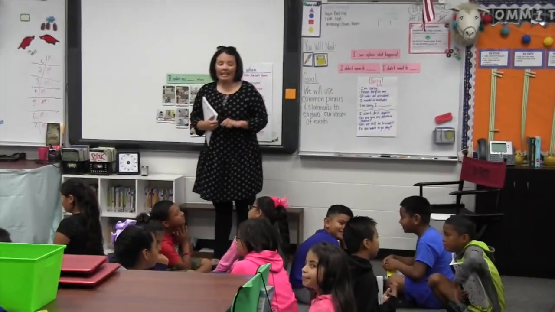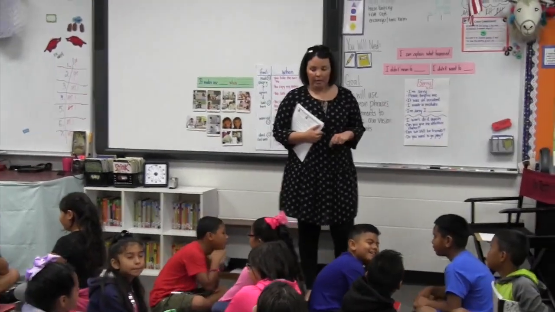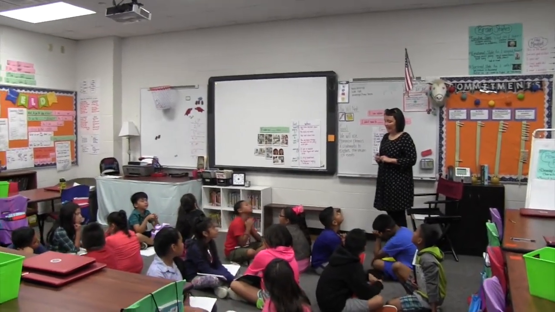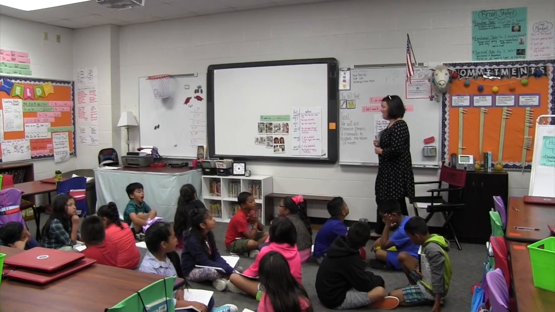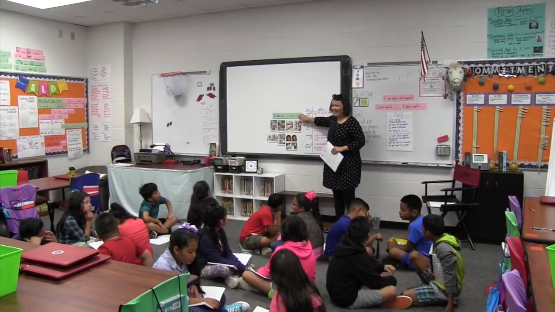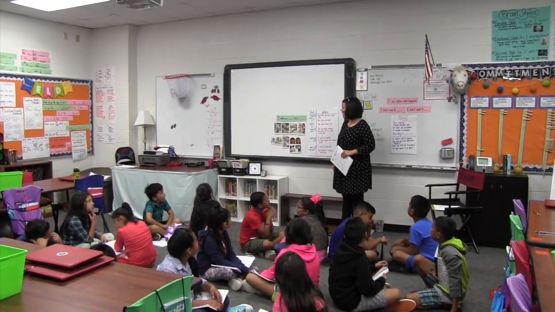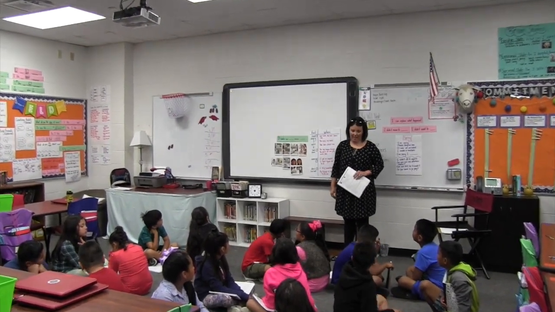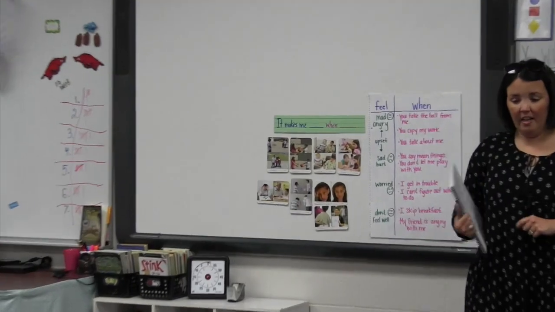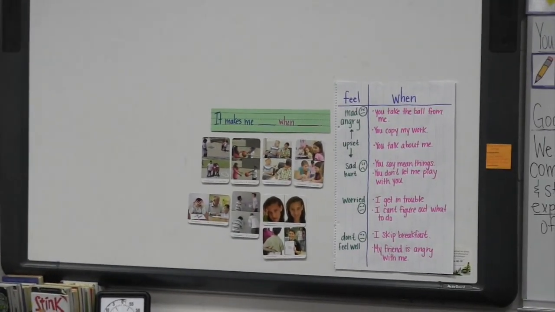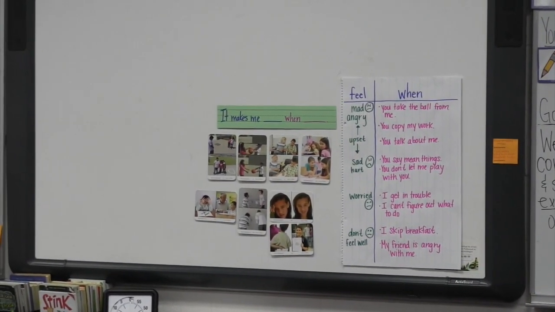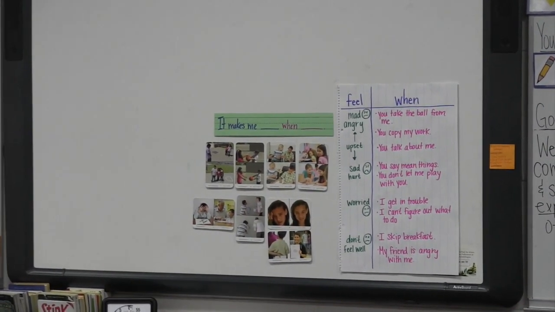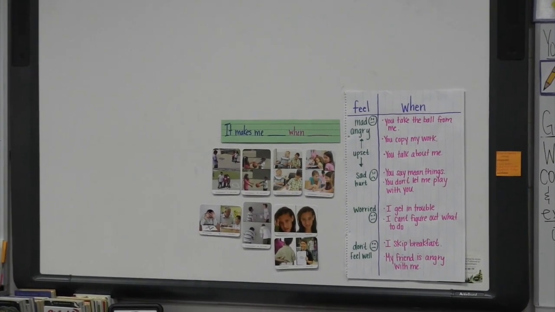Okay, so A's, I'm going to describe a situation. A's, I want you to think about what you would say to your partner using yesterday's language. It makes me sad when you hit me. Okay? It makes me upset when you accidentally run into me. Okay? A's, you're going to tell them why you're upset. And then B's, you're going to say, I can explain what happened. I didn't mean to hit you. I'm sorry. Okay?